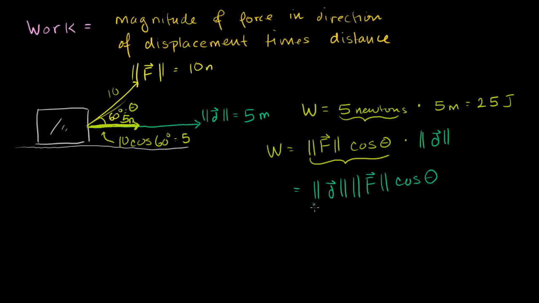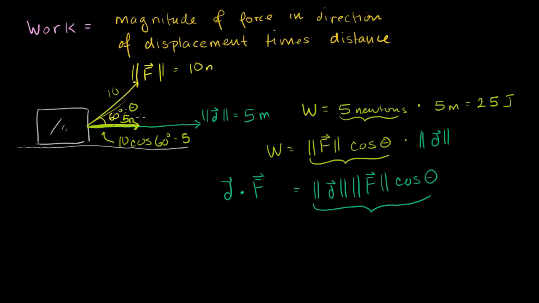But this is the dot product. This is the dot product of D and F, of the vectors D and F. So in general, if you're trying to find the work for a constant displacement and you have a constant force, you just take the dot product of those two vectors.